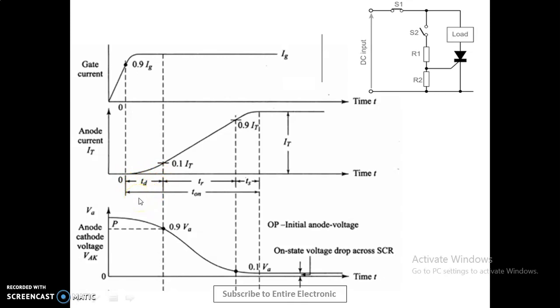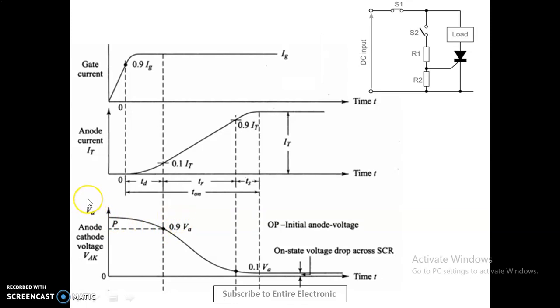During this time, the anode current, that is the forward current which is to flow from anode to cathode, rises to 10% of its final value. If suppose the final value of anode current is 100 ampere, then in this delay time the forward current value reaches 10 ampere. That is, forward current reaches 10% of its final value. And also anode to cathode voltage reduces to 90% of its final value.